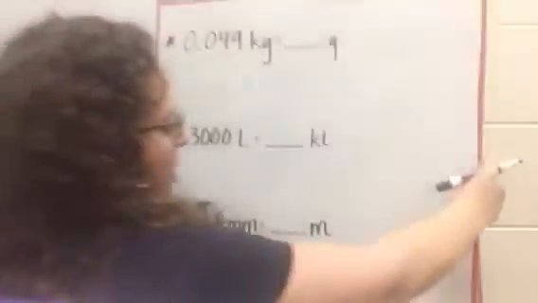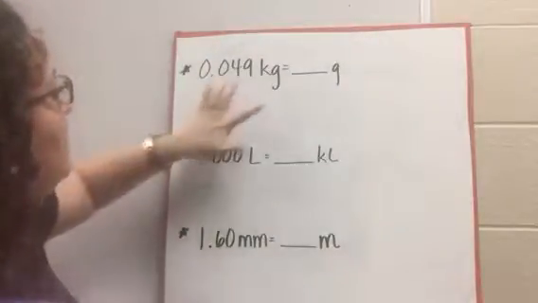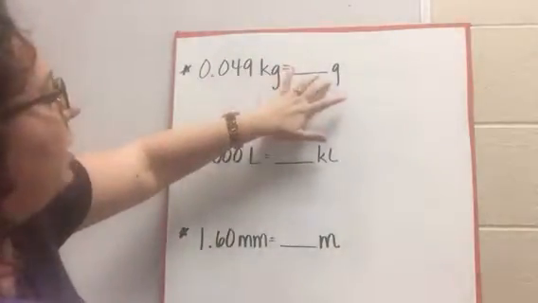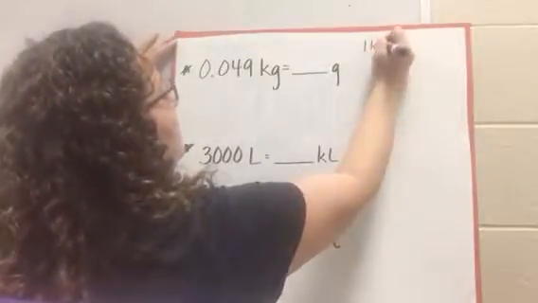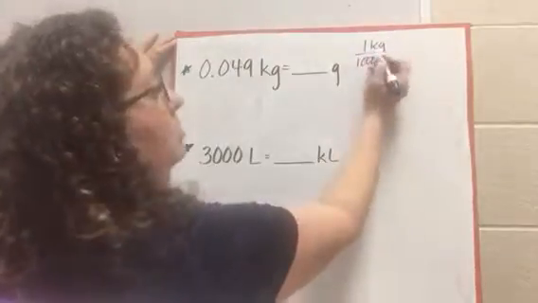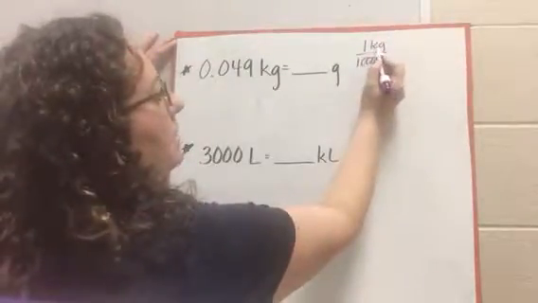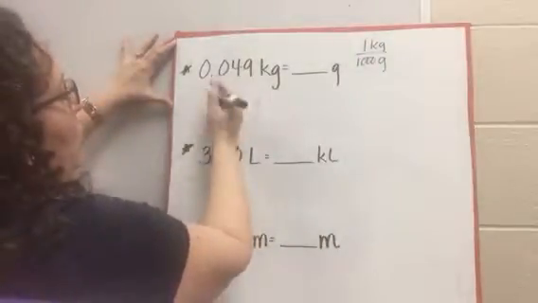So I've got 3 problems here for us to look at, and we're just going to work through them. Here we're going from kilograms to grams. So I already know that the conversion factor I'm going to need is 1 kilogram is equal to 1,000 grams. So I'm just substituting that kilo with 1,000. And so I'm going to start with what I know.